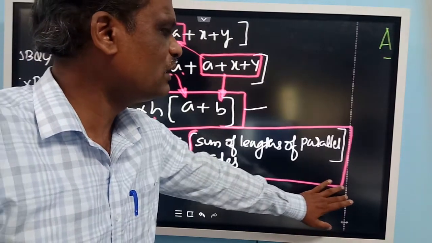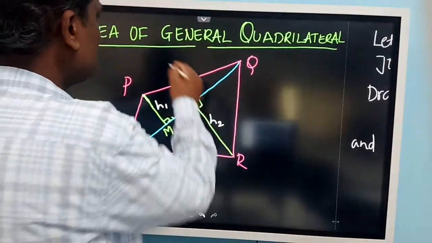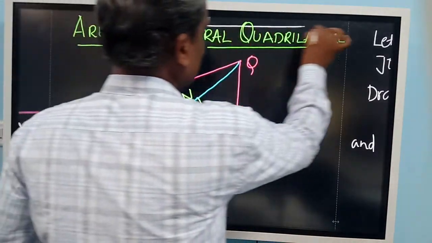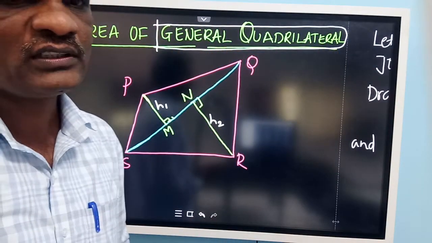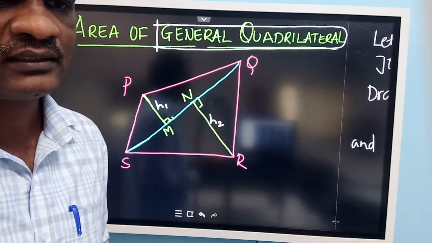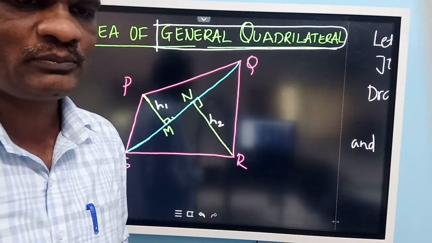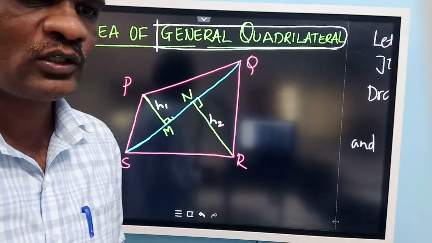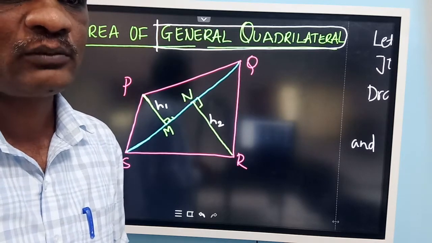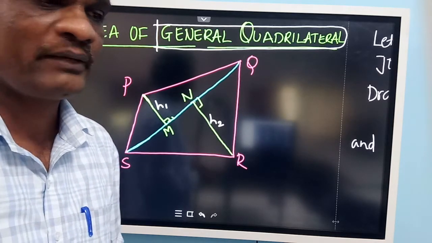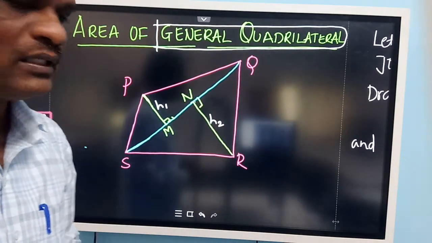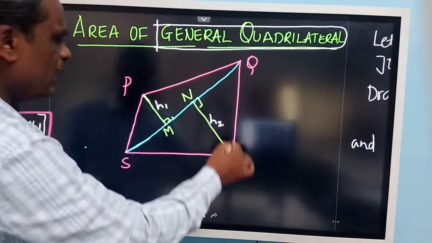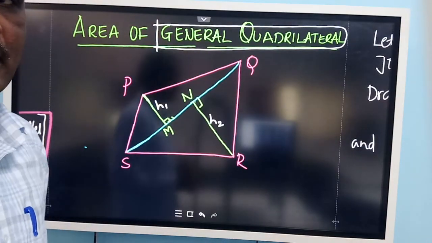Let us see the formula to find out the area of a general quadrilateral. General quadrilateral means it is having only 4 sides without any special properties. A rectangle has got a special property, square has got its own property, rhombus has got its own property, parallelogram has got its own property. But this is not having any special property. A general diagram. So now PQRS is a quadrilateral.